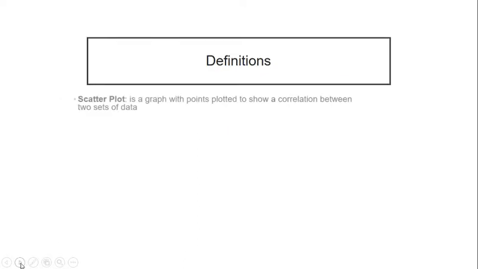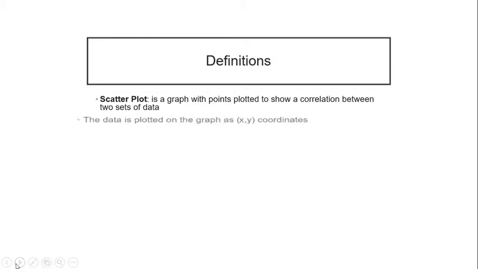All right, so let's start out with some definitions. What is a scatter plot? A scatter plot is just a graph with points plotted to show a correlation or an association between two sets of data. The data is plotted on a graph using the XY coordinates. So for an example, weight versus height. I could plot weight on the x-axis versus height on the y-axis.